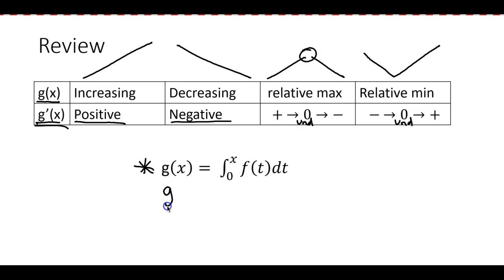Well, what is g prime of x? It's f of x. So this is f of x for the integral function. So in other words, anywhere where f is positive, g would be increasing. Or anywhere where f is negative, g would be decreasing. Okay? So we're pulling back this old concept, but from the perspective of integral functions. Or also, if f of x is undefined or equal to 0, and it changes signs, that would be a relative max, and so on and so forth.